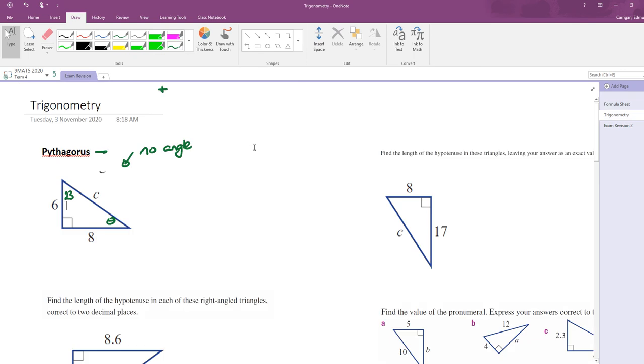Okay, so let's have a look at this one. So we know that we are using Pythagoras. It is the long side. We're going to have c squared equals 6 squared plus 8 squared equals 36 plus 64. So c squared equals 100. C is equal to the square root of 100 equals 10.